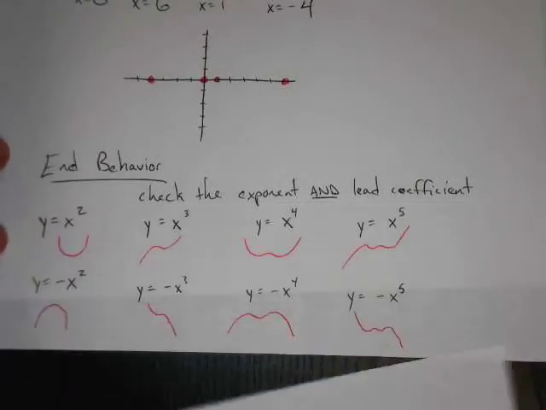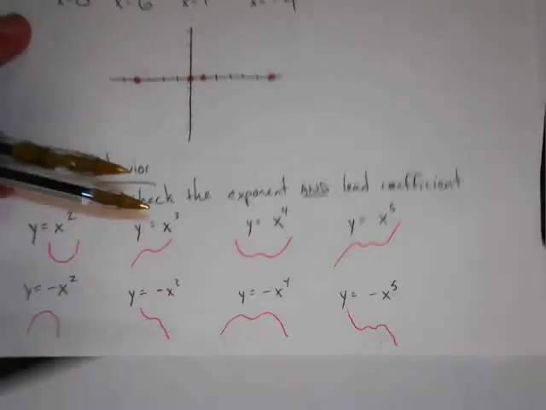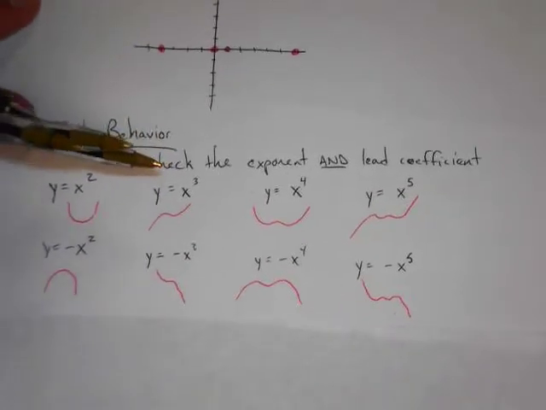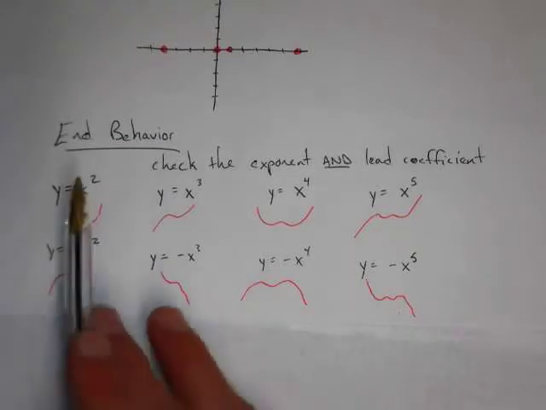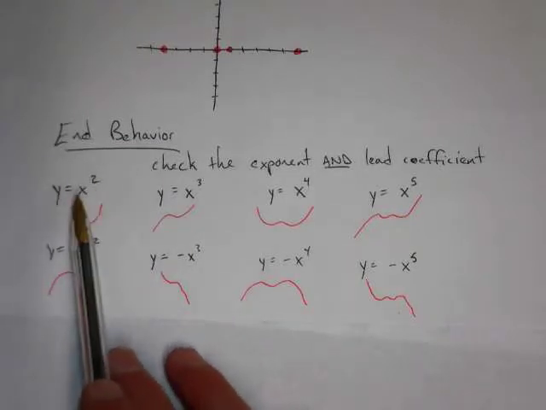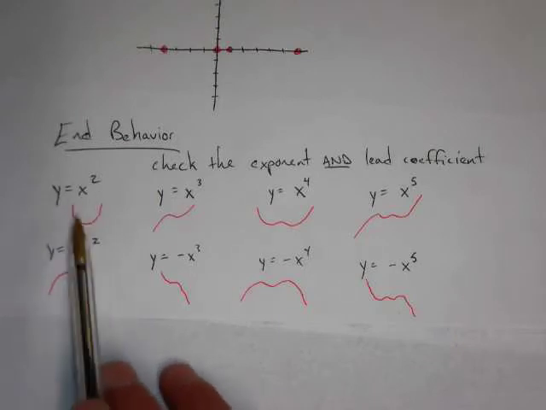So if we have our parent functions here, just like in the guaranteed pass notes, we've got to know what these graphs look like. So if we have a graph at y equals x squared, that's our parent function, then our graph is going to be a parabola opening up.